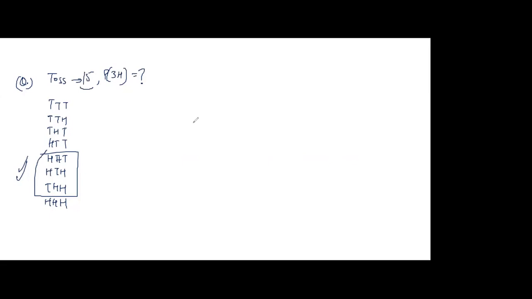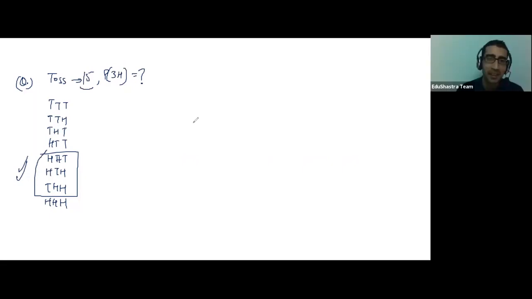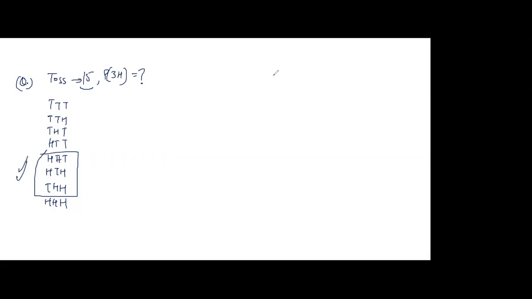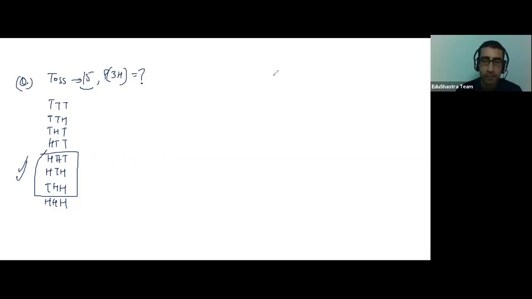Just taking a wild guess here. Is it something like 15C3 divided by 2 to the power 15? 15C3 divided by 2 to the power 15. Maybe. Okay. Why 2 to the power 15? The number of cases is 2 into 2 into 2 up to 15 times. Now the only question is how do we select head?